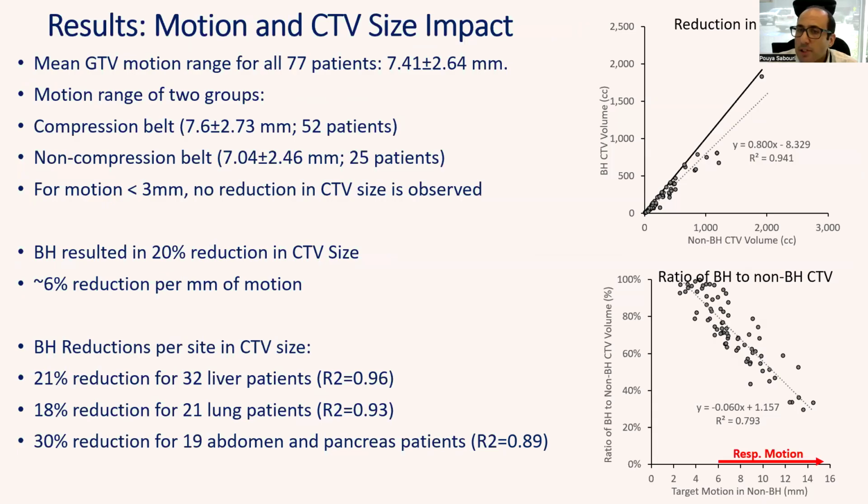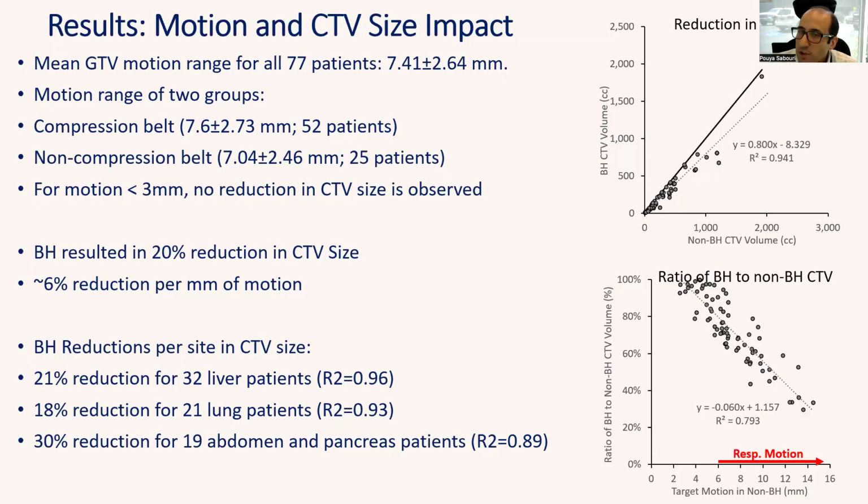Across our entire patient cohort of 77 patients, the average GTV motion was about 7.4 millimeters. We looked at two groups, patients with abdominal compression and those without. Interestingly, motion wasn't drastically different between the two groups, 7.6 versus 7. But keep in mind the compression patients had larger motion range initially to start with, and the compression did help us reduce the range down to this level.